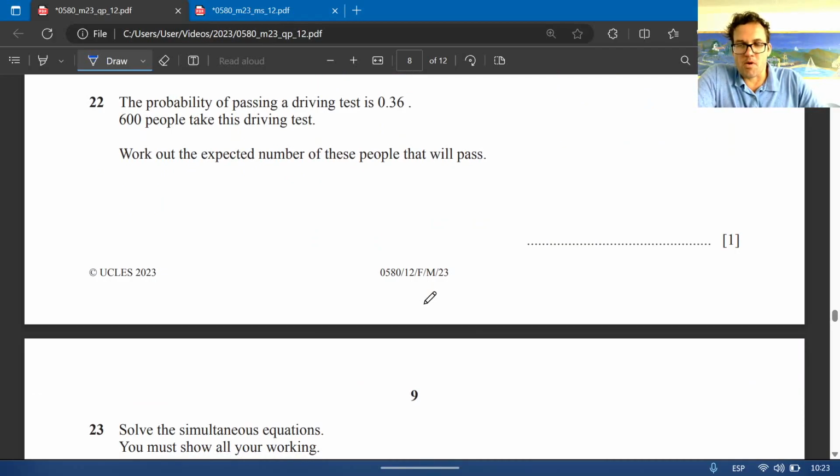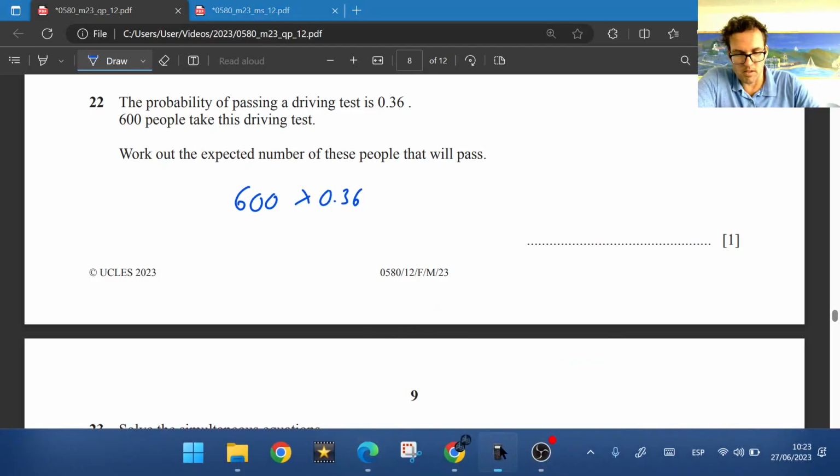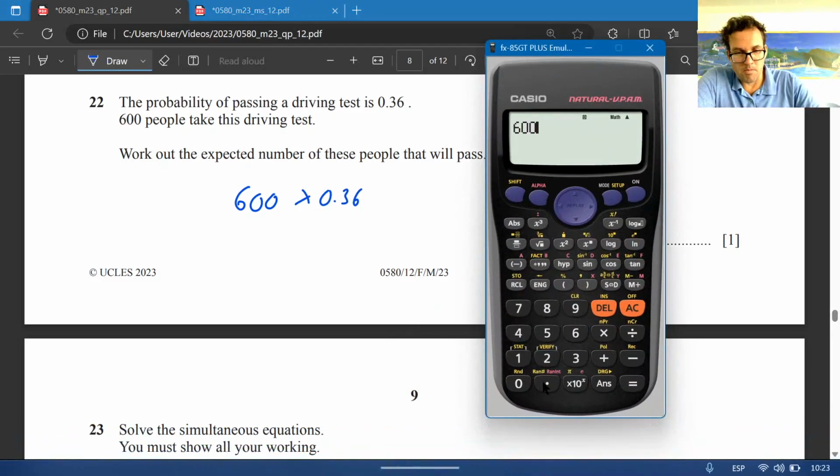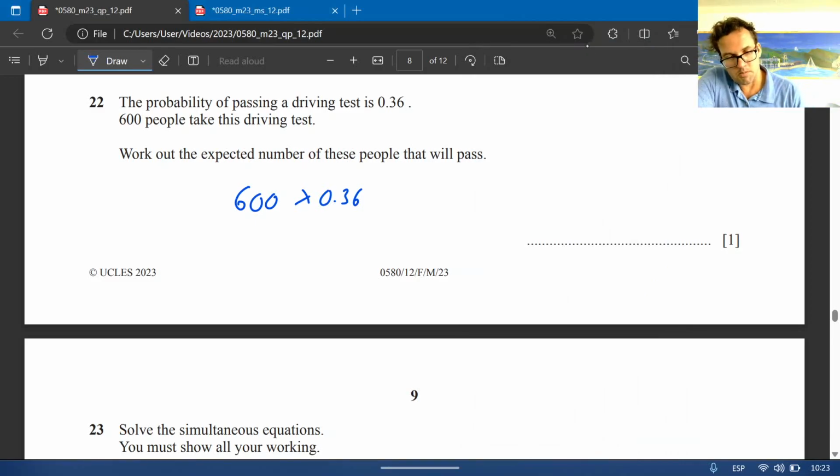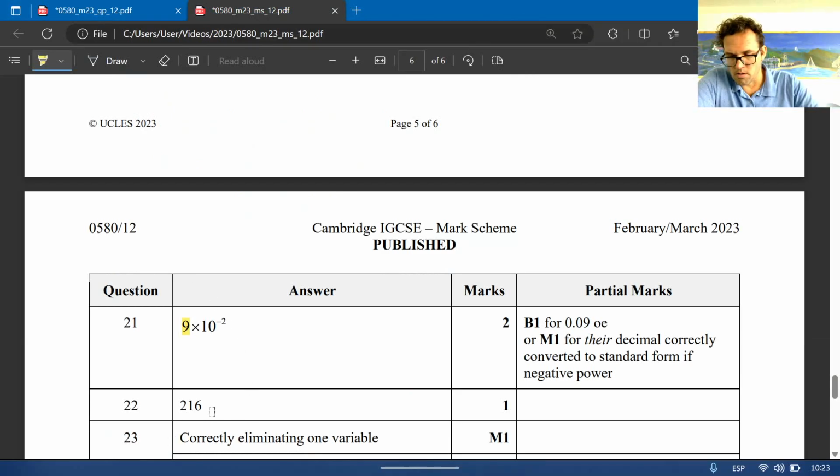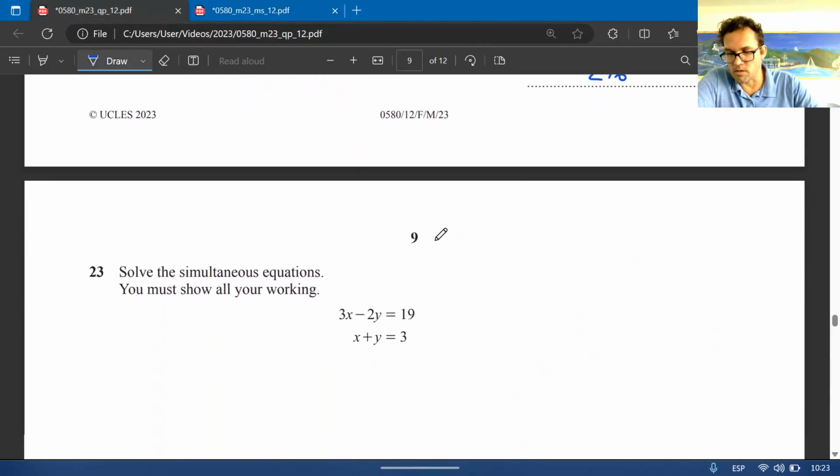The probability of passing a driving test is 0.36. That's 36%. That is not very high. 600 people take this driving test. So all you need to do is multiply those two numbers together. You multiply probability by a number, you get the expected number. 216 people are expected to pass. It's so difficult. That's it. 216.